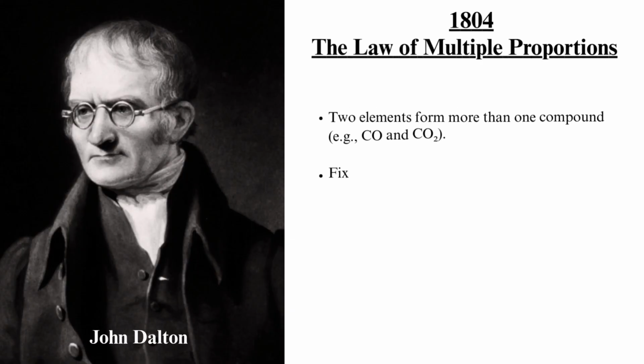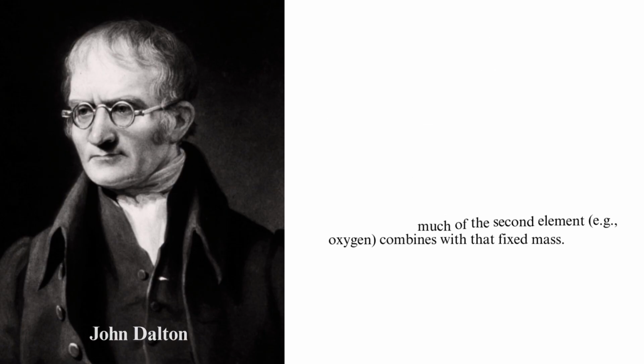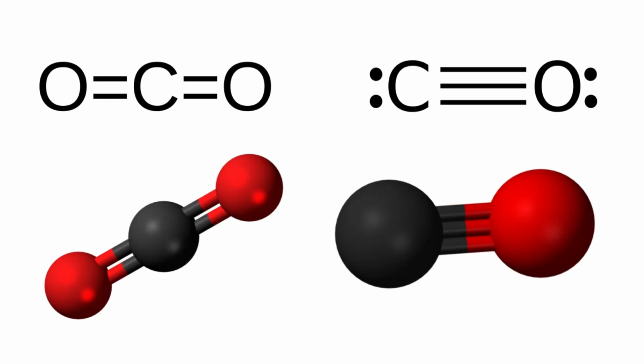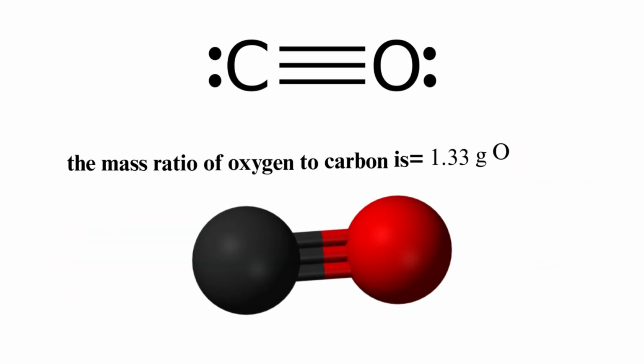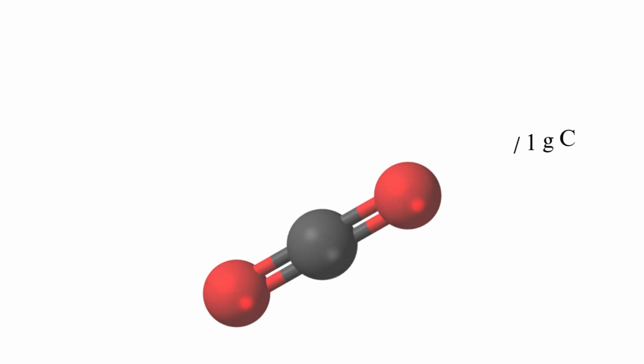Dalton realized that when two elements form more than one compound, the ratios of their masses follow simple whole numbers. Take carbon and oxygen. They form carbon monoxide, CO, and carbon dioxide, CO2. In carbon monoxide, 1 gram of carbon combines with 1.33 grams of oxygen. In carbon dioxide, that same carbon combines with 2.67 grams of oxygen.